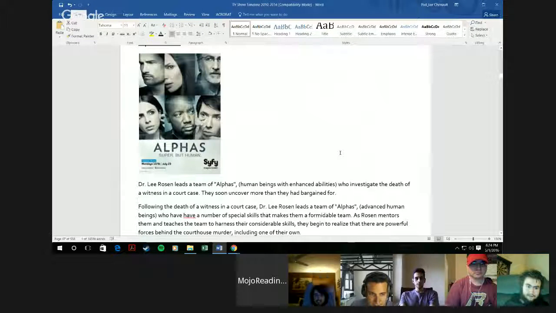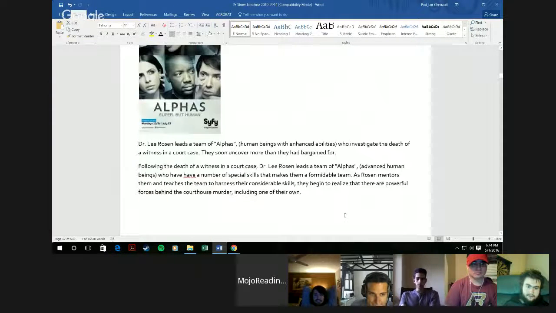Alphas. Dr. Lee Rosen leads a team of Alphas, human beings with enhanced abilities, to investigate the death of a witness in a court case. They soon uncover more than they had bargained for. Following the death of a witness in a court case, Dr. Lee Rosen leads a team of Alphas. As Rosen mentors them and teaches the team to harness their considerable skills, they begin to realize that there are powerful forces behind the courthouse murder, including one of their own.